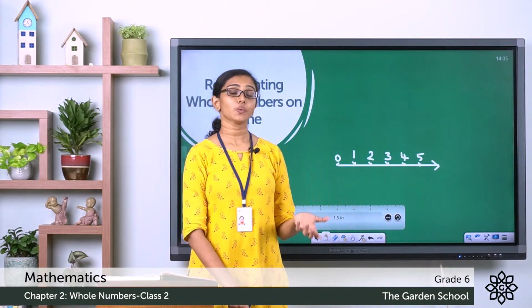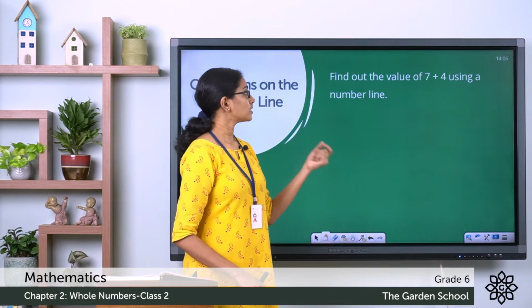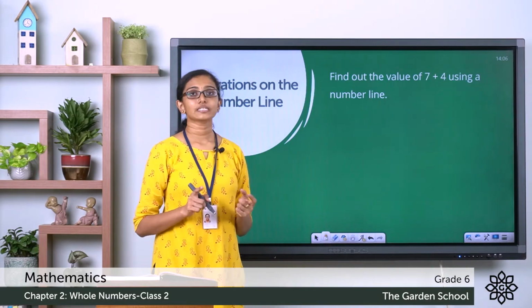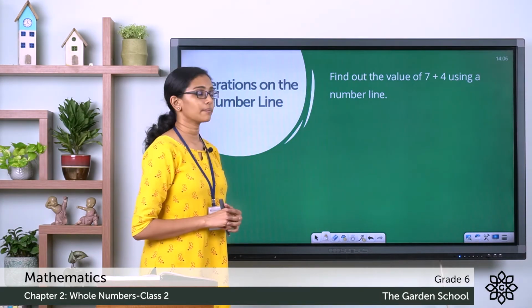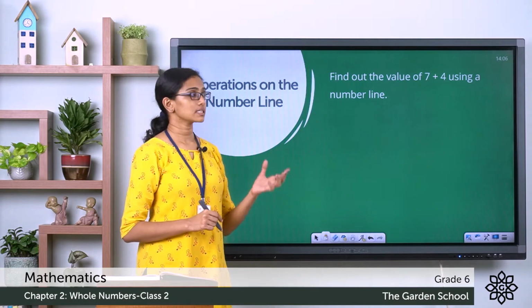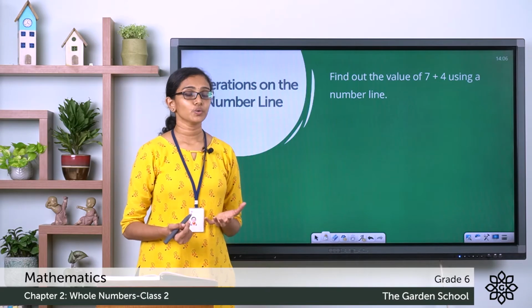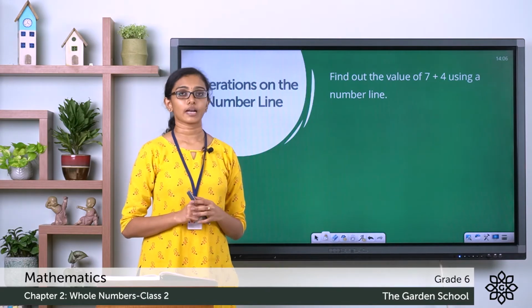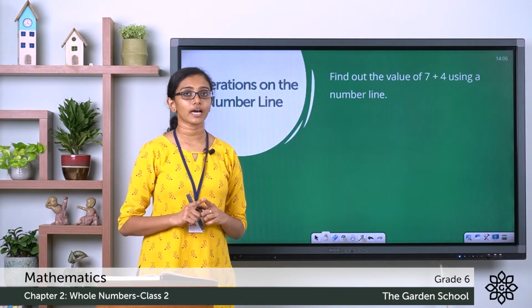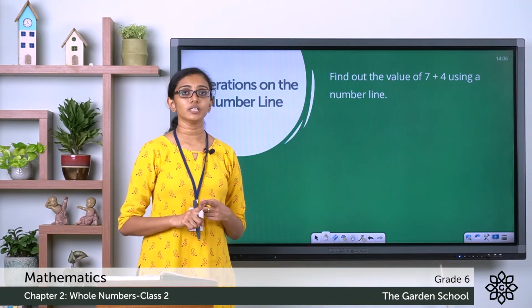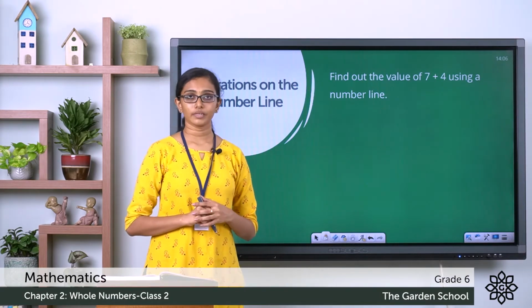Now let's see how we can do different mathematical operations on whole numbers, how we can perform different arithmetic operations on whole numbers using a number line. The first example. Find out the value of 7 plus 4 using a number line. So how do you find out the sum of 7 and 4 using a number line? What should you do first? First you should draw a number line. First draw a number line using a ruler and a pencil to show the set of whole numbers.